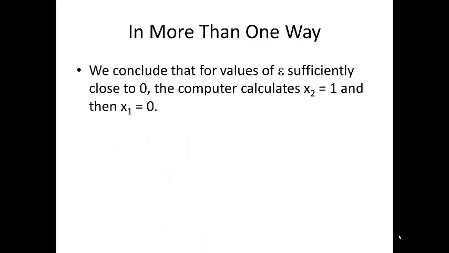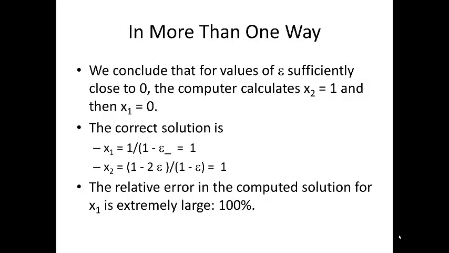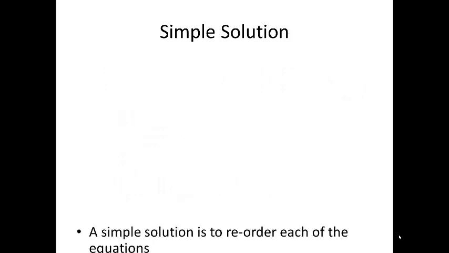So basically we can conclude that for values of epsilon sufficiently close to 0, the computer calculates x2 equal to 1 and then x1 equal to 0. The correct solution for that system is x1 is equal to 1 and x2 is equal to 1. So the relative error in our computed solution for x1 is extremely large, about 100%. So there's a simple way to solve these problems, and let's take a look at how we can do that.